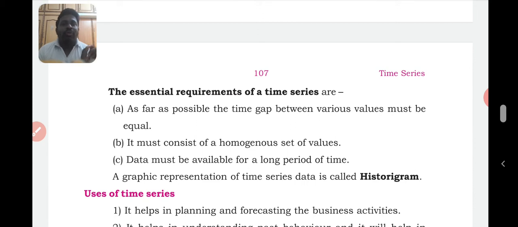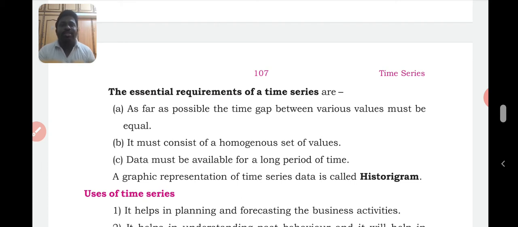So the values must be homogeneous. If you are considering quantity, you must consider the quantity. In kgs means every year kgs. In quintals means you must consider quintals. In tons means you must consider tons. Only for sales, only for production, only for price, like that you will be considering. Next, data must be available for a long period of time. When you arrange time series data, that data must be arranged for a long period of time. In the example I told 2010, 11, 12, 13, 14. Time series cannot be analyzed for only one or two years.